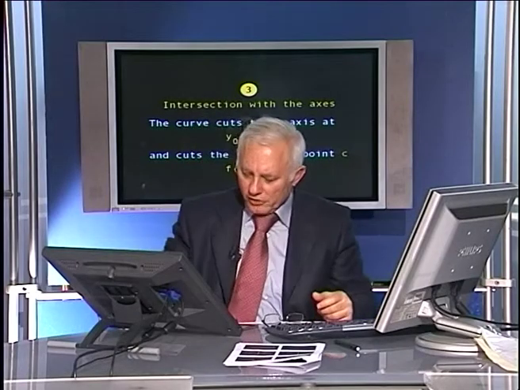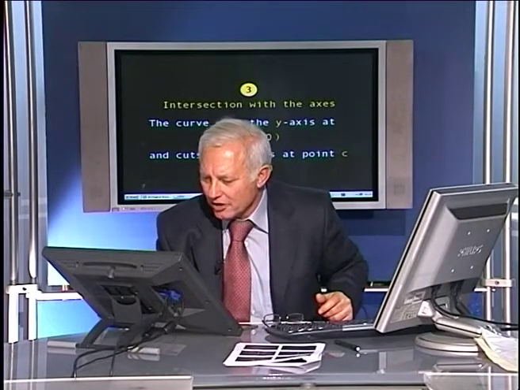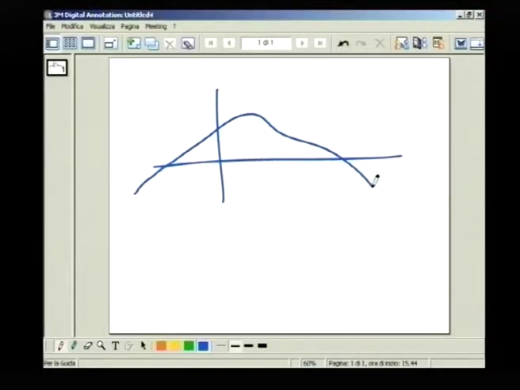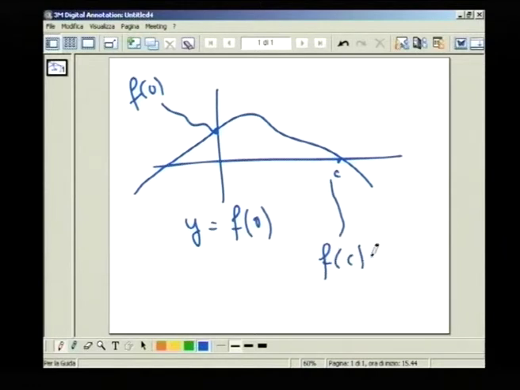So for your curve, if you have, for example, a function here, and it passes like this, this point is the point at which x is 0. So this is y naught, this is f of naught. Whereas here, this is the point c at which f of c is equal to 0.